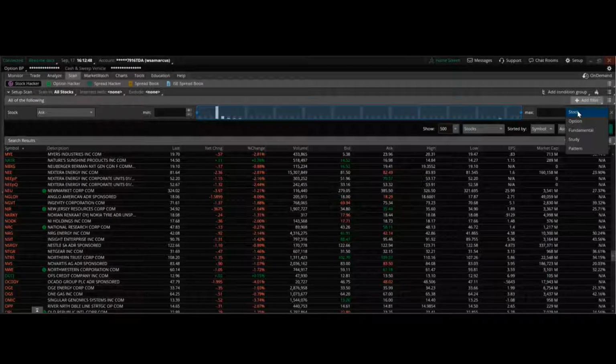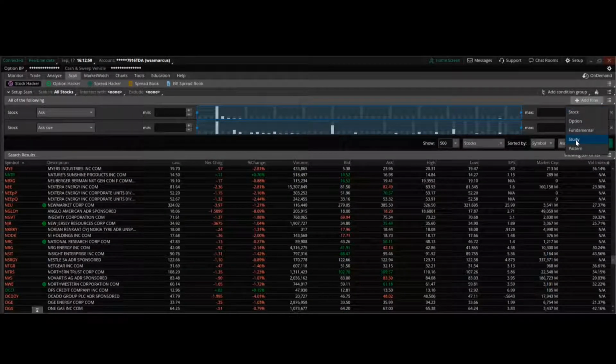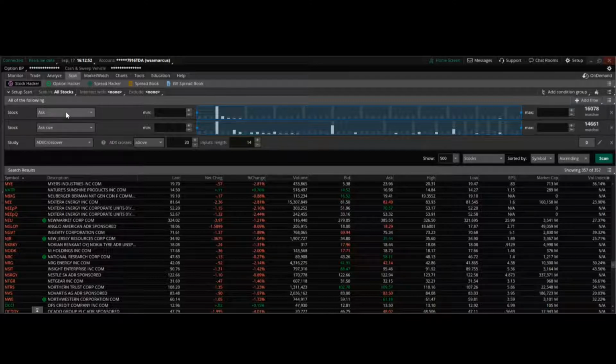So I want to add two of them that say stock, and I want to add one of them that says study. Now, when we go to the first one over here, you want to click the drop tab over here, scroll down, and I want to change it to last. Right, so that's basically going to be the price range that we're looking for over here. The next one down here, I want to change this one to volume, right?